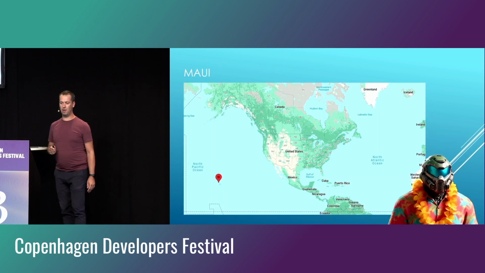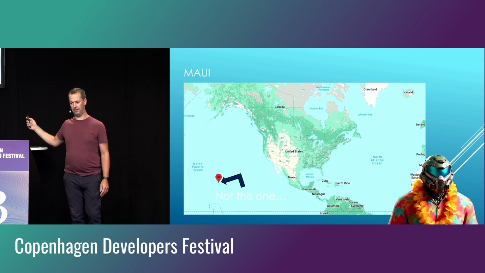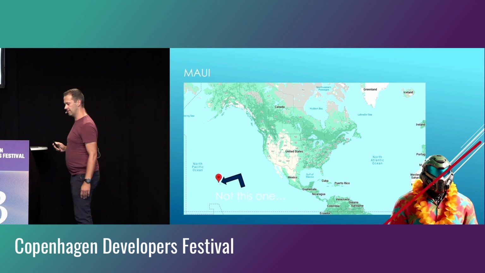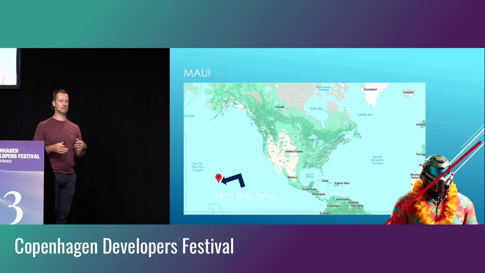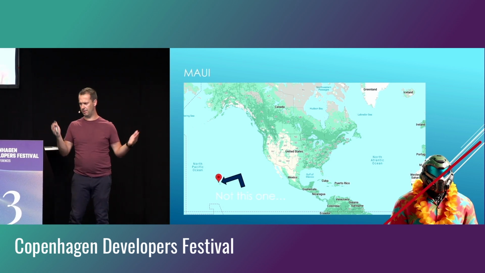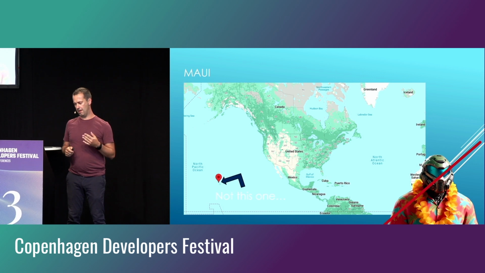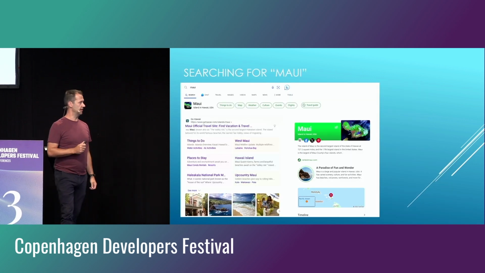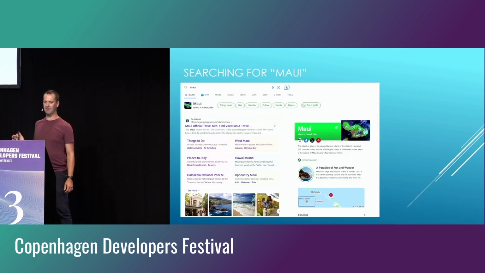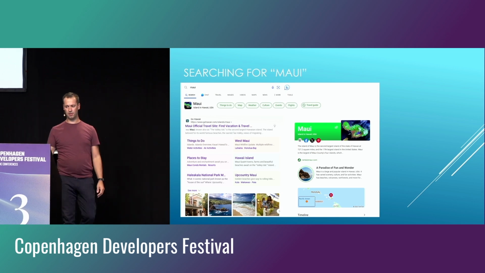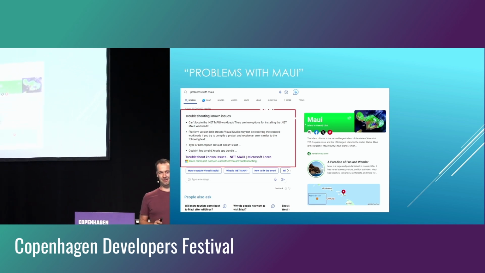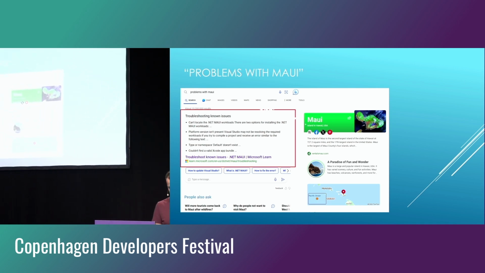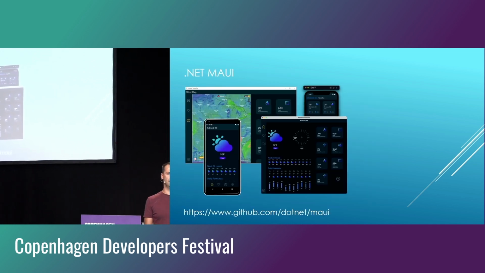Now, when I'm talking about MAUI, I'm not talking about this one, not the island in Hawaii. That's not what we're talking about. It does have the same name. There's an island called MAUI. It has the same name as the multi-application platform UI thing. And if you search for MAUI online, you find a lot of information about the island, not about the platform, which is a problem. But if you go looking for problems with MAUI, that's when you find .NET MAUI. So there's a hint on that. Kidding aside, what is .NET MAUI?